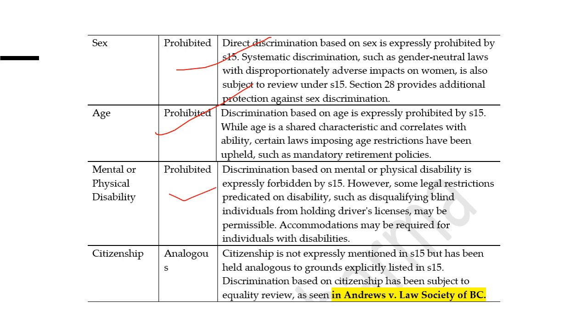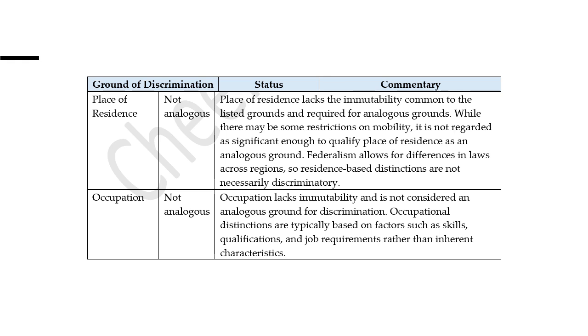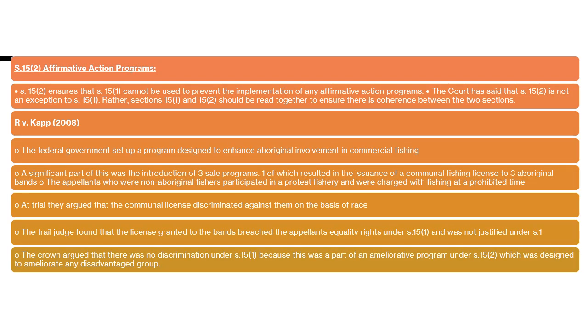Mental or physical disability prohibited, citizenship analogous, we saw this in Andrews case. Then place of residence not analogous. This lacks the immutability common to listed grounds required for analogous ground, because here it's something that is in your control. Place of residence is under your control, you can change that. So this is not analogous ground, no protection. Occupation again not.